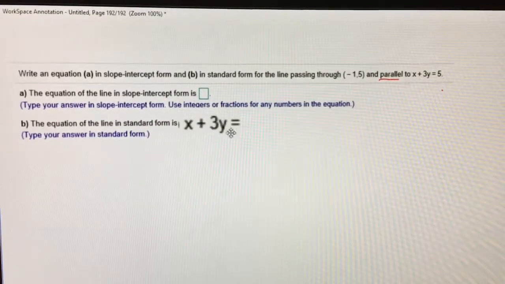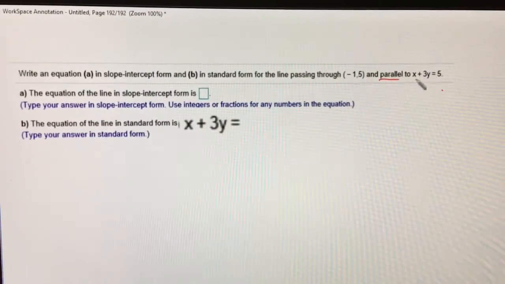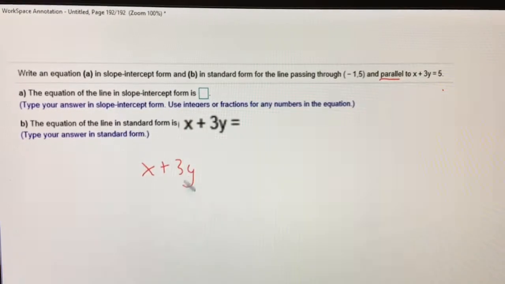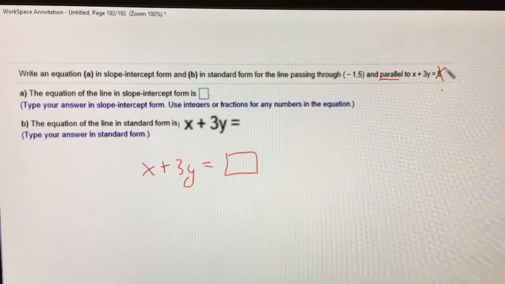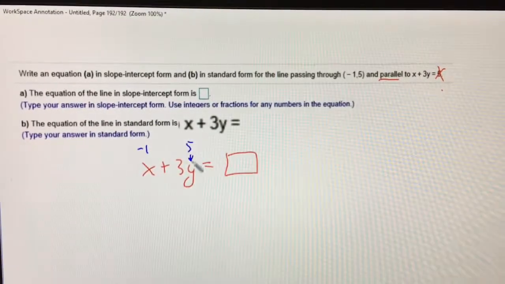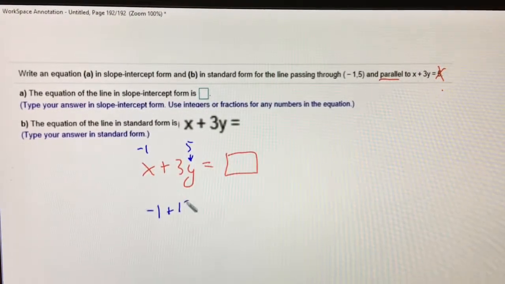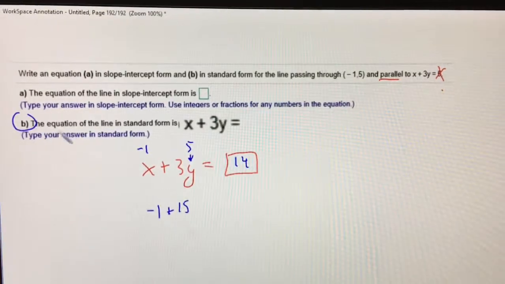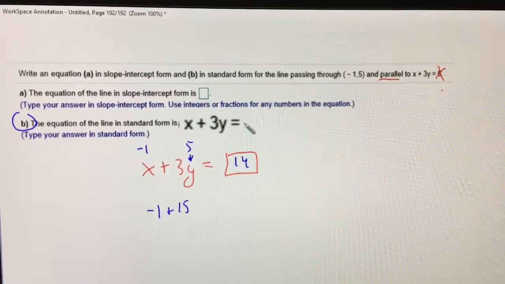So that's the standard form. x plus 3y equals something. So all I did was copy that x plus 3y down. So x plus 3y is going to equal some number, not 5. Not 5. I have to plug in x equals negative 1 and y equals 5 to figure out what it's going to equal here. So that's going to give me negative 1 plus 15, so that's going to be 14. So part D, the answer is the equation of the line in standard form is x plus 3y equals 14.